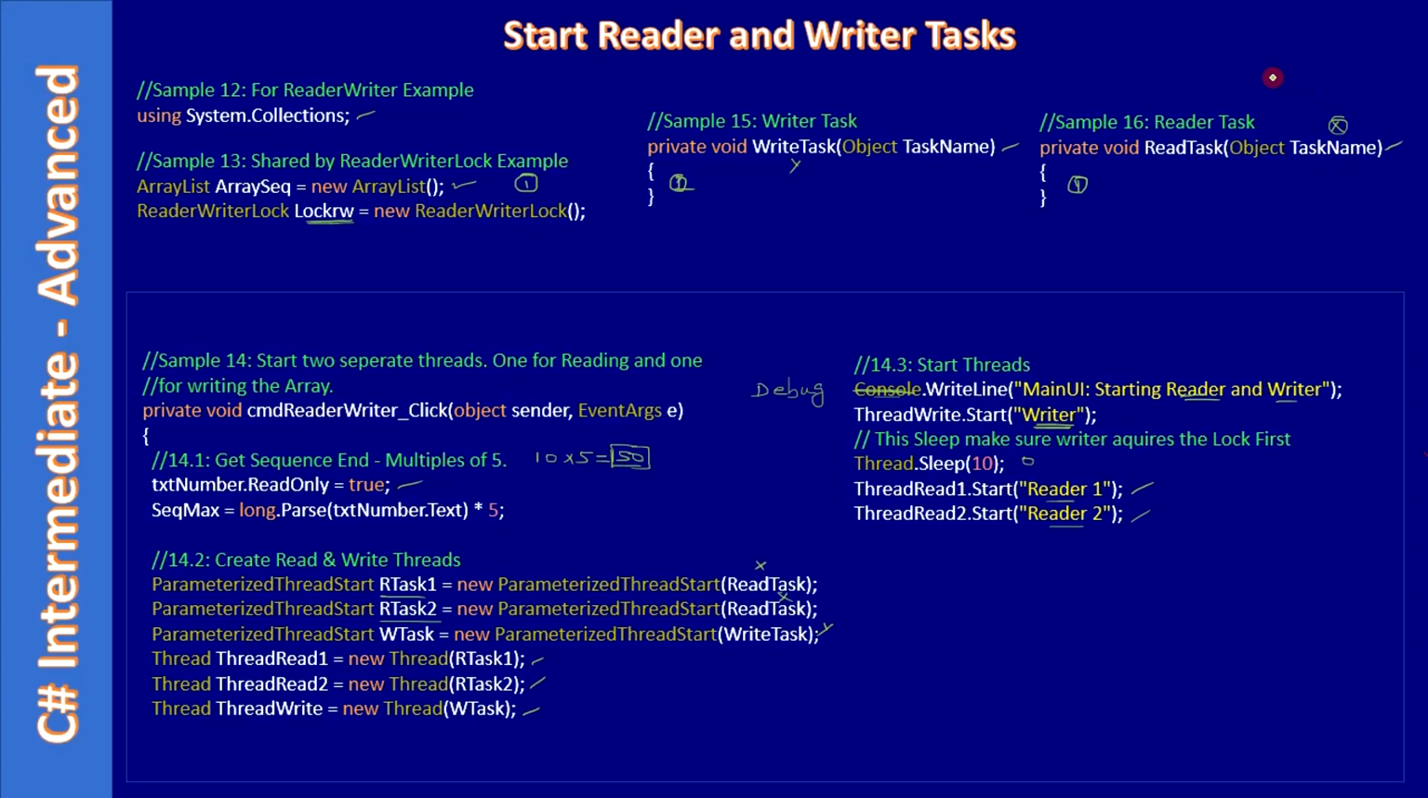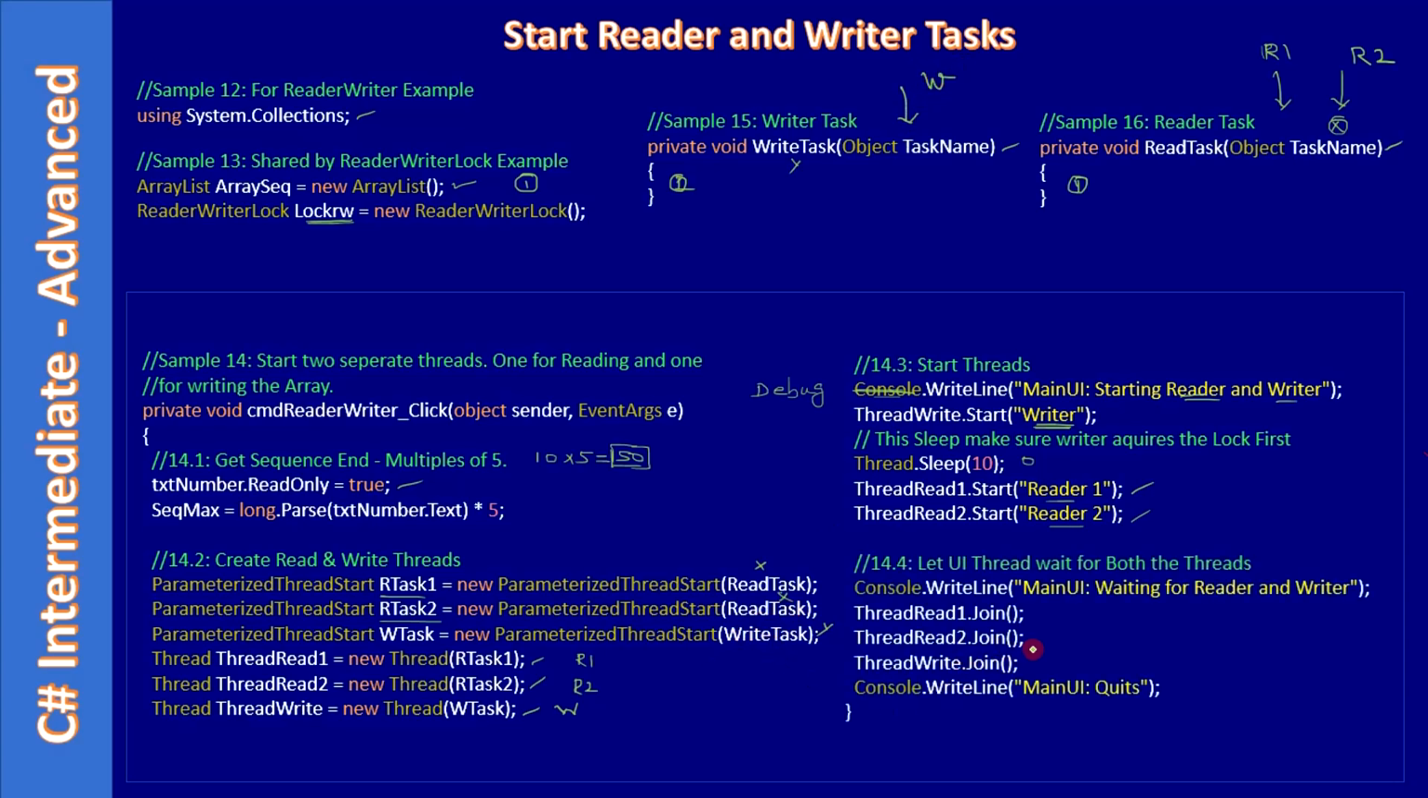So if you see, this task is accessed by 2 threads. This is reader 1 and reader 2. Reader 1 and reader 2 will access the read task, and there is one writer thread also. Writer thread will access this function.